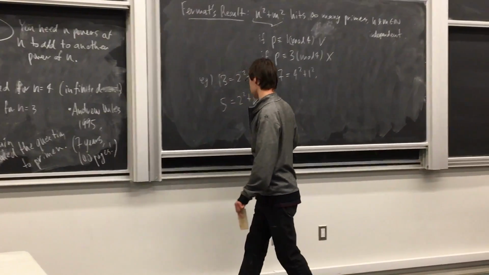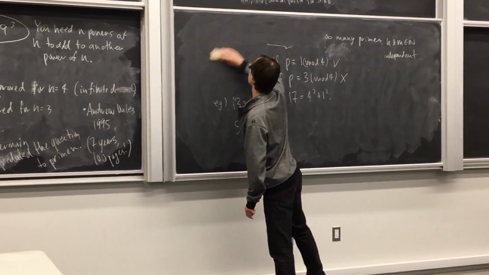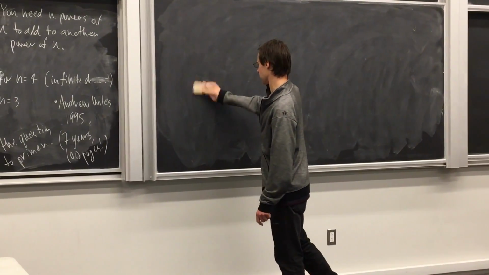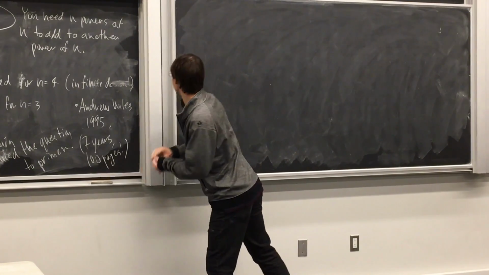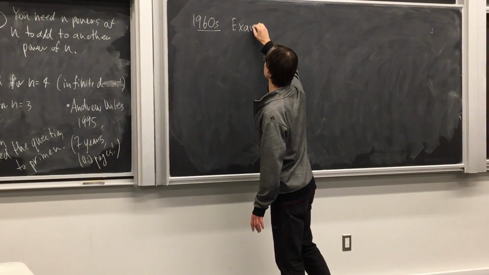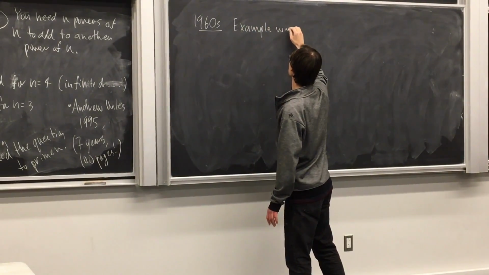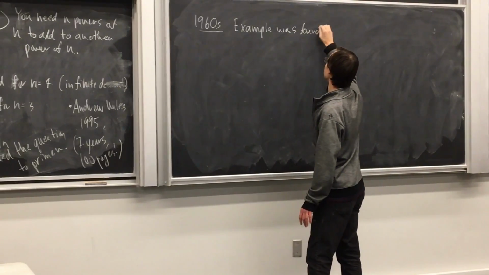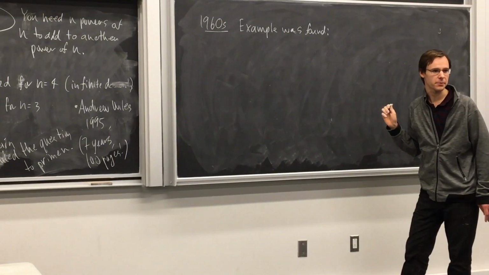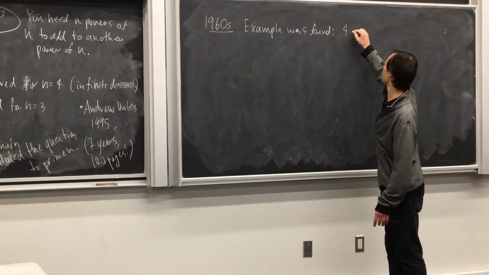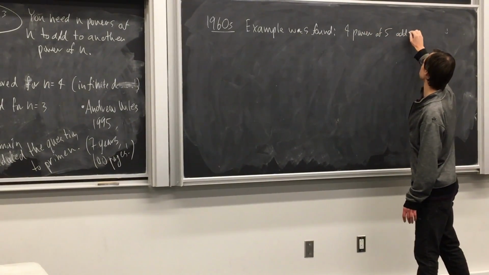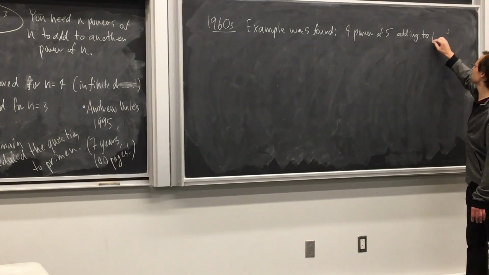Okay, so this actually wasn't resolved until the 1960s. A couple people, by way of computer, proved Euler wrong. In the 1960s, an example was found of 4 powers of 5 adding up to another power of 5. The example was big.